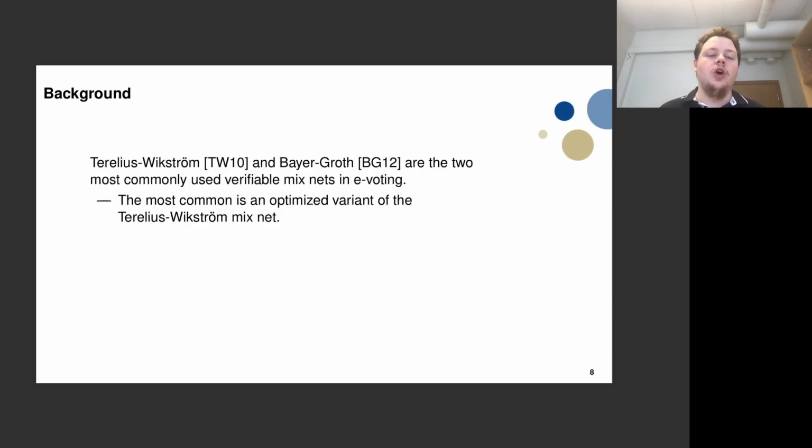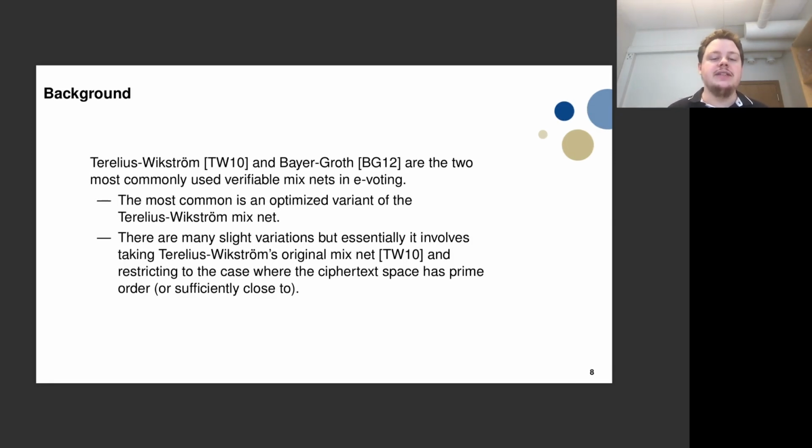So the two most common mixnets for electronic voting are Terelius-Wikström and Bayer-Groth. In fact, the most common is the optimized variant of Terelius-Wikström. The Bayer-Groth one is really only being pushed by one significant member. There are many slight variants, but essentially the optimized variant of the Terelius-Wikström mixnet works by taking the original mixnet and restricting it to the case where the ciphertext space has prime order or sufficiently close to prime order.